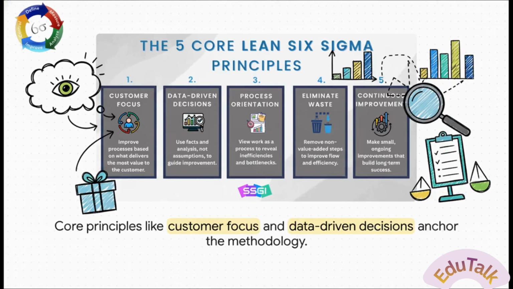And these 5 principles right here, they're the anchor for the whole thing. It all starts with customer focus. You have to define what's valuable from their point of view. Then you've got data-driven decisions and process orientation, which makes sure we're using hard facts, not just gut feelings. And finally, eliminating waste and always pushing for continuous improvement are what drive the actual results. This whole framework basically forces us to stop guessing and start proving.